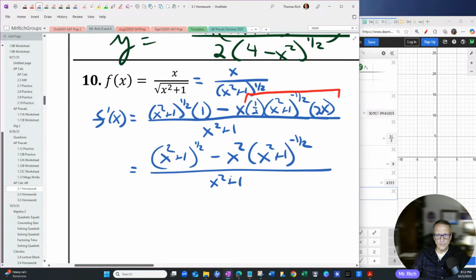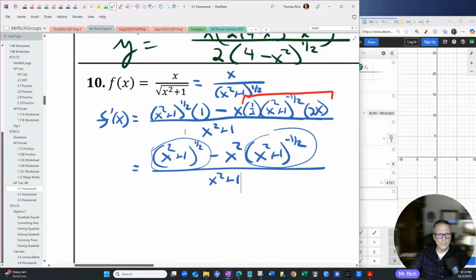I'm not going to go into the algebra involved in simplifying it further, except to say that I could factor out an (x squared plus 1) to the negative 1/2. I could factor that out as a GCF. Not going to do that, although it is something that we could do to further simplify it. All right, so that is the chain rule.